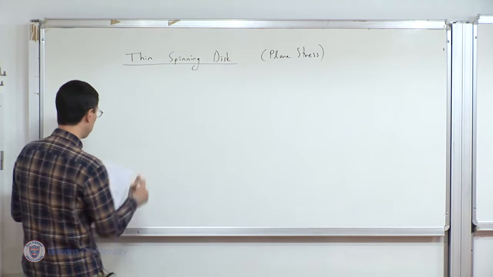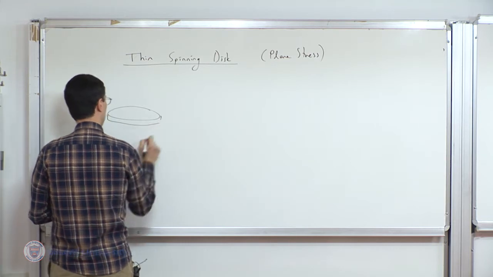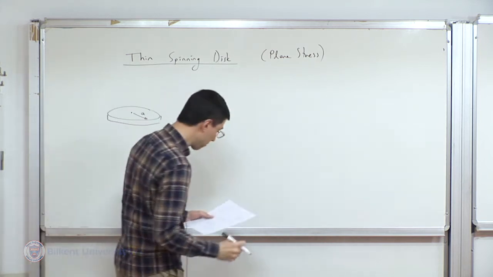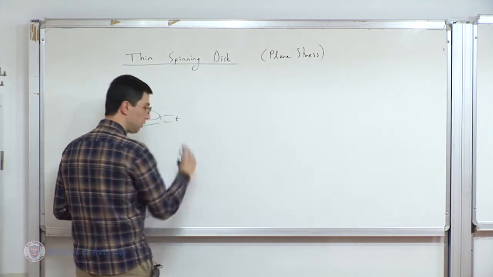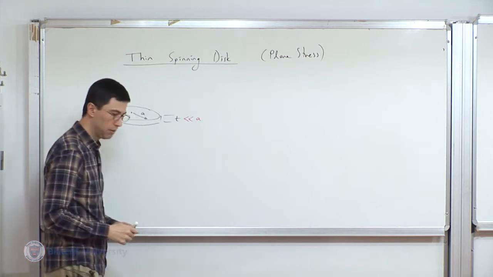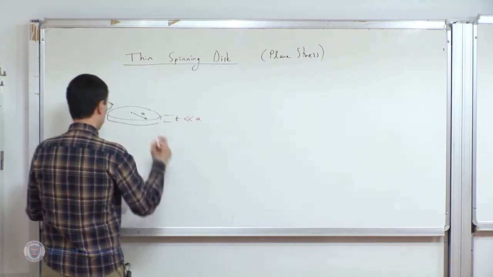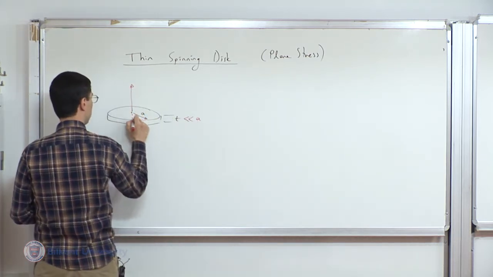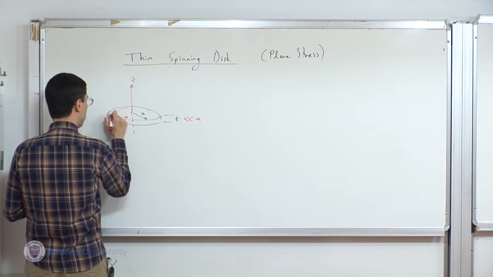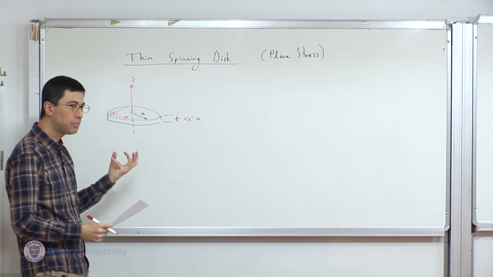Okay. So just to give a simple schematic of the problem, we have our disk. It has a radius, let's say, A, and the thickness is T. Eventually, at some point we will invoke the thin disk assumption, which means that T is much, much less than A. So this is our z-axis. And the disk rotates with an angular velocity omega, and it's a constant.